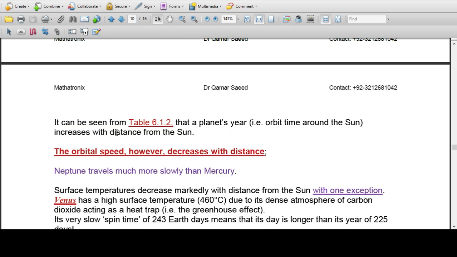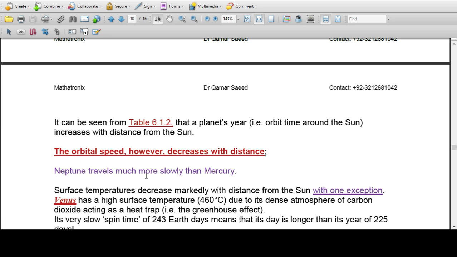It can be seen from table 6.12 that the planet's year, its orbit time around the Sun, increases with distance from the Sun. The orbital speed, however, decreases with distance. The more the distance, the less the orbital speed.